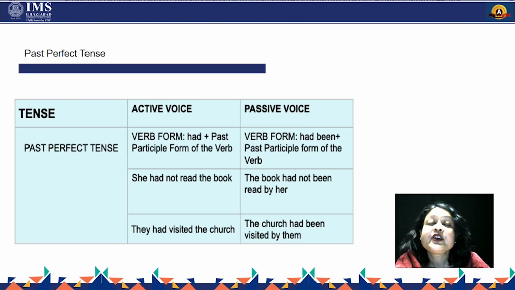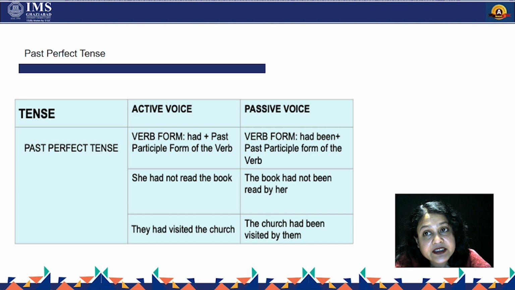Now, if we look at past perfect, just change that was, were to had. And what happens here is we add had been plus third form of the verb. She had not read the book. The book had not been read by her. So here again, from had and participle form of the verb, we are just adding a been to it. So had been and the third form of the verb.